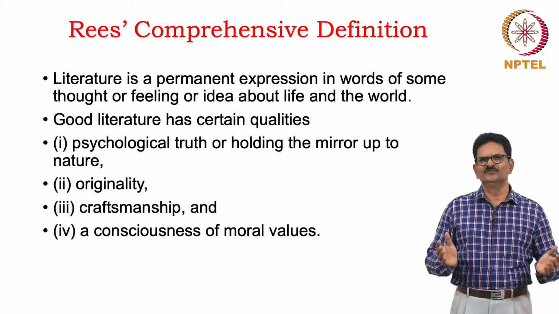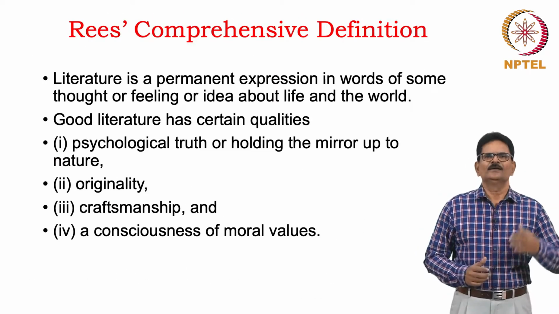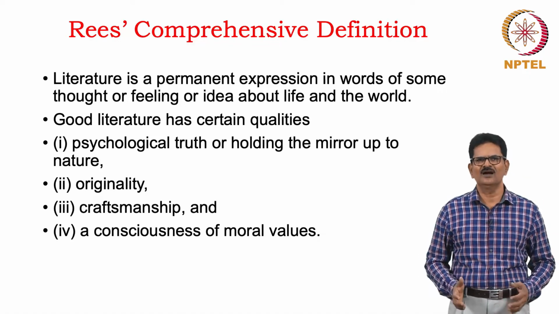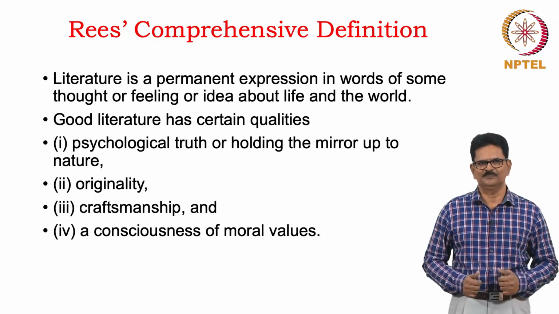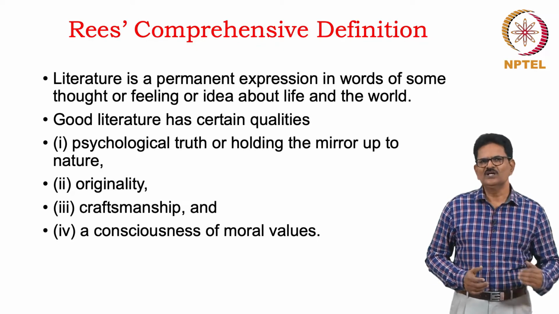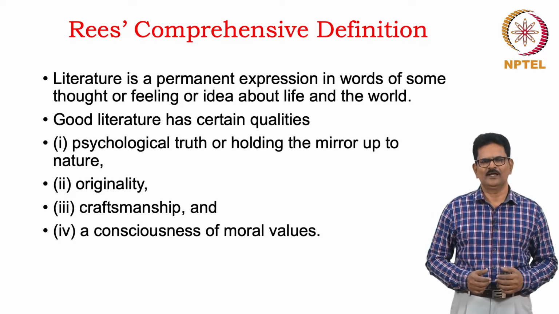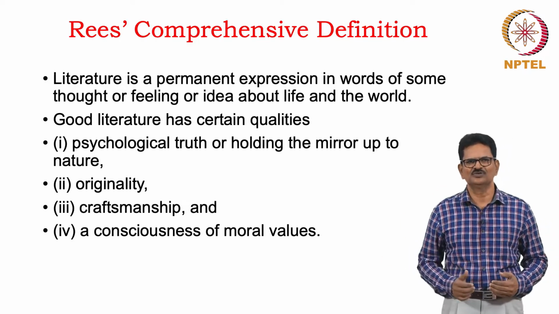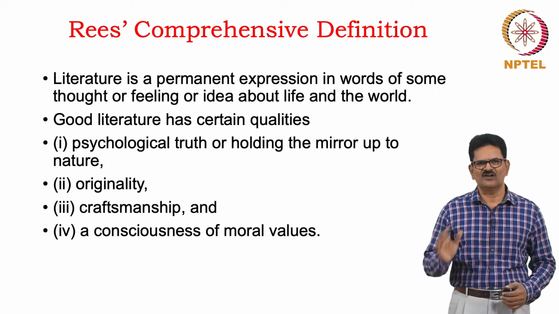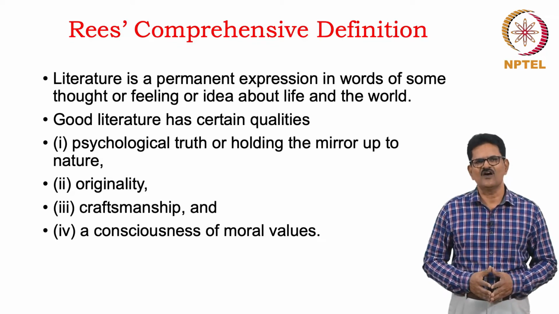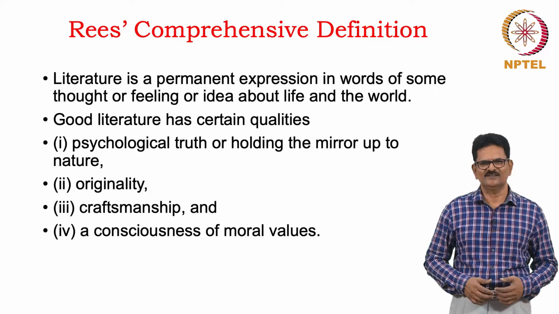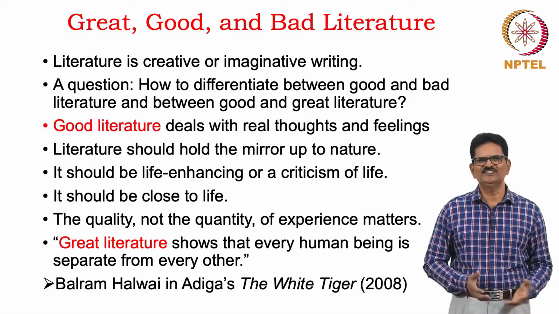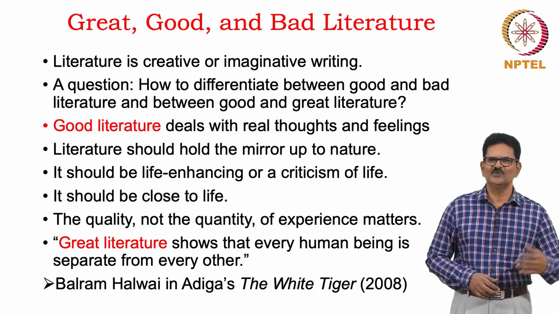Rees gives a comprehensive definition of literature as literature is a permanent expression in words of some thought or feeling or idea about life and the world. He says good literature has certain qualities. He lists them like psychological truth or holding the mirror up to nature, originality, craftsmanship and a consciousness of moral values, which we have discussed in the foregoing slides. How do we know which is good literature, which is great literature or which is bad literature?